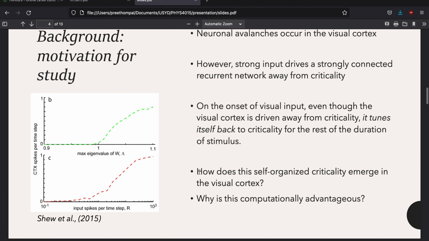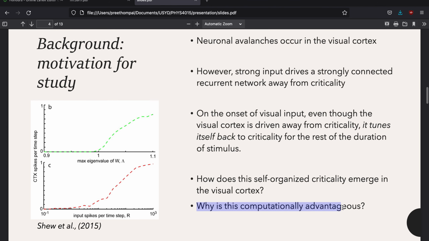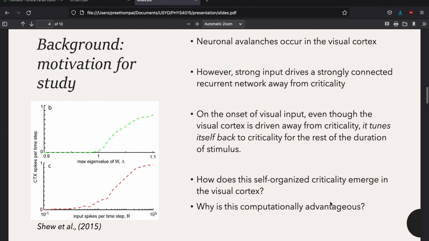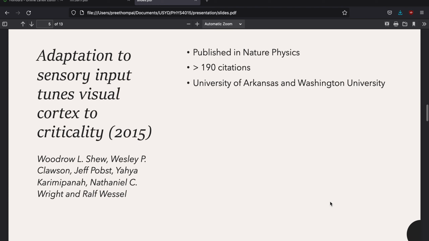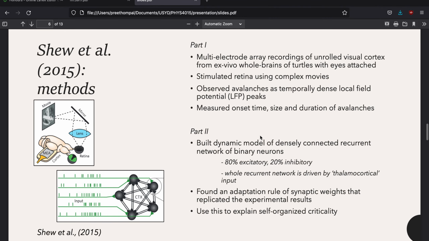So we have this question now: how does the self-organized criticality actually emerge? Because we think it's a property of the network itself, which means it is self-organized. And then I also want to talk about why it's computationally advantageous, which isn't covered in the study, but it's mentioned tangentially, and there are some surrounding papers on it. So just quickly, this study was published in Nature in 2015. It has over 190 citations, and it was done in the US at the University of Arkansas and Washington University. It's quite a nice study.